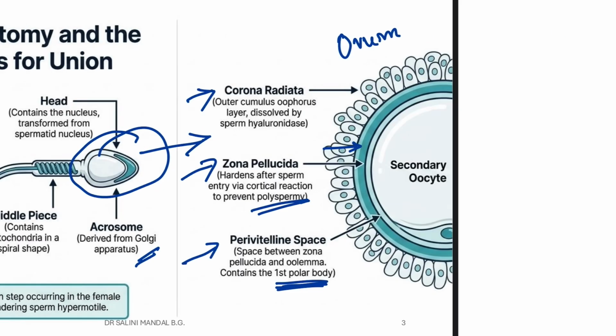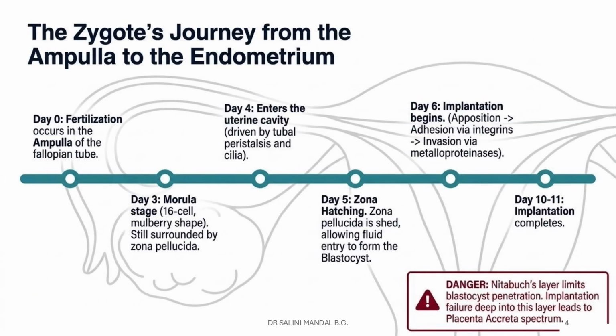Just remember that. Next is a little of the timeline you need to remember. About the day it gets fertilized: if the egg gets fertilized, that is day 0. And where exactly does it get fertilized? It gets fertilized in the ampulla of the fallopian tube, which we had already discussed in gynecology, correct?